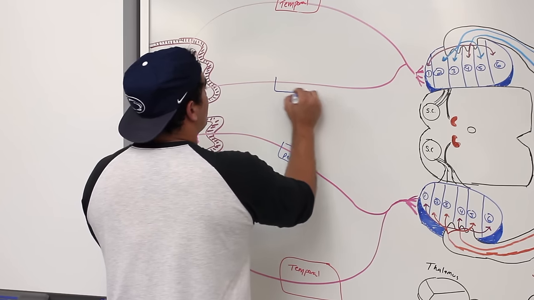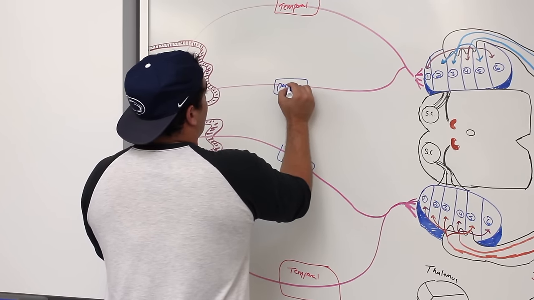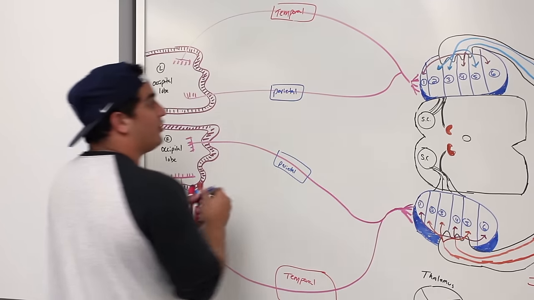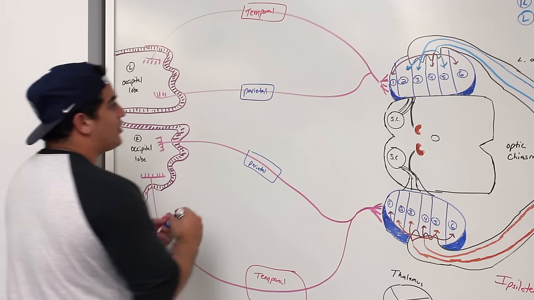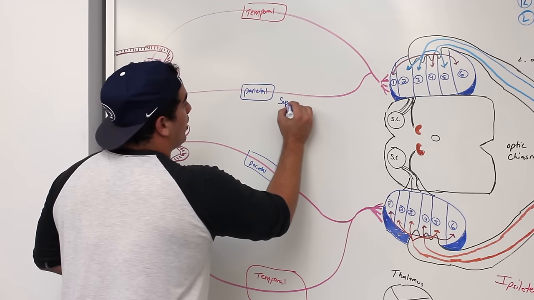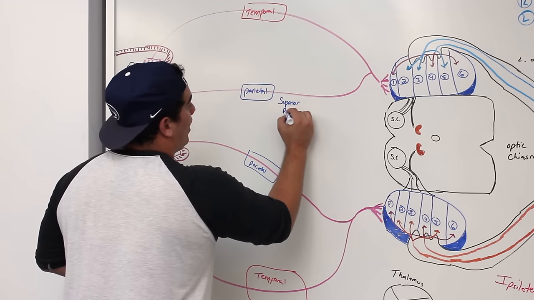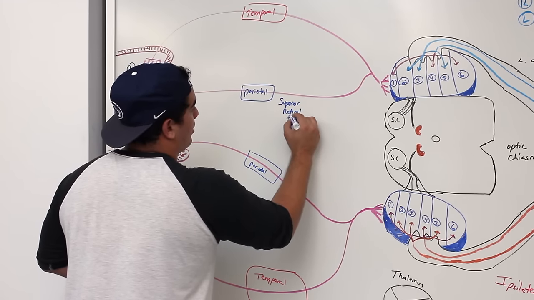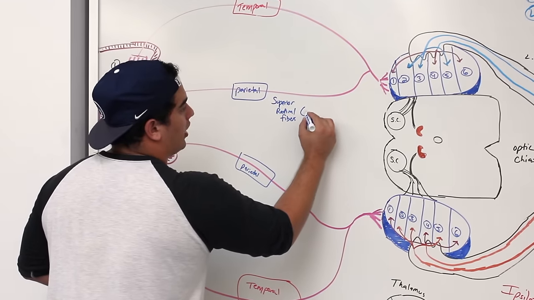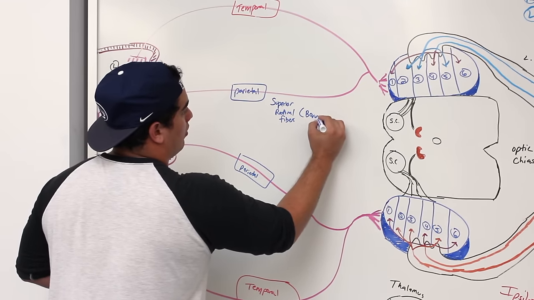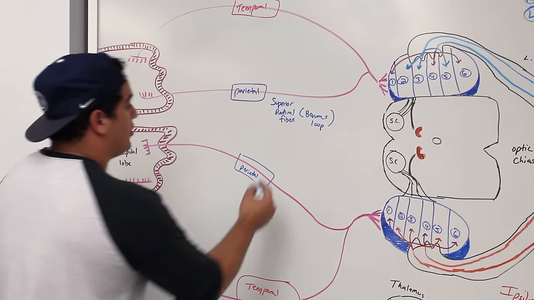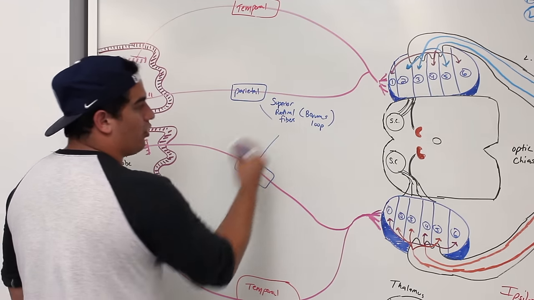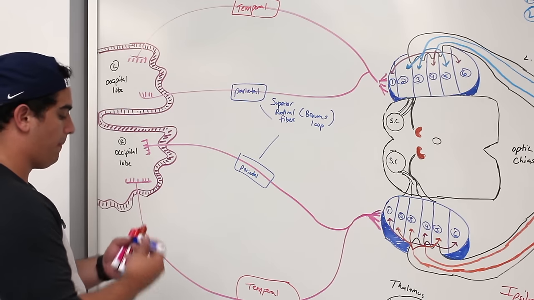The reason why I'm being so picky is because these ones are different types of fibers. These are actually the ones that are moving through the parietal lobe. These are called the superior retinal fibers. They also call it Barham's loop. So some Barham dude must have come up with it, right? So these superior retinal fibers are also called Barham's loop, and they're moving through the parietal lobe.